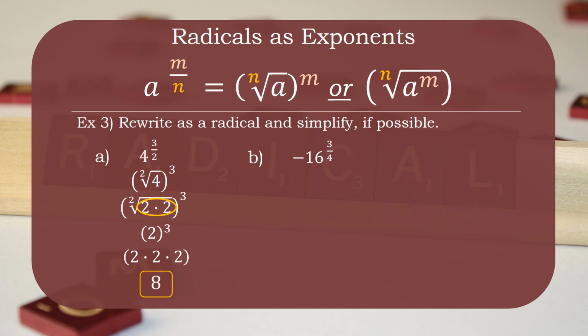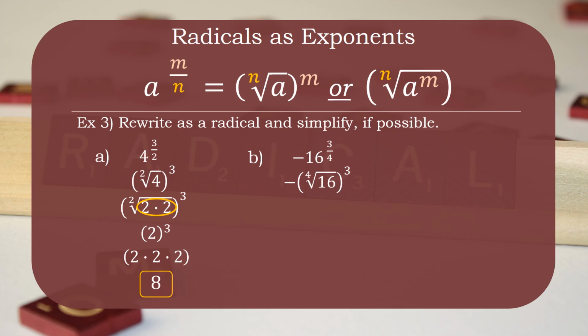For B, we have negative 16 raised to the power of 3 over 4. So first, we notice what's going to be our radicand. Now my question is, does the exponent affect the negative sign? And the answer is no. That negative stays outside, far in front, because the exponent is only touching the 16. So we write it as negative, parenthesis, the fourth root of 16, all raised to the power of 3.